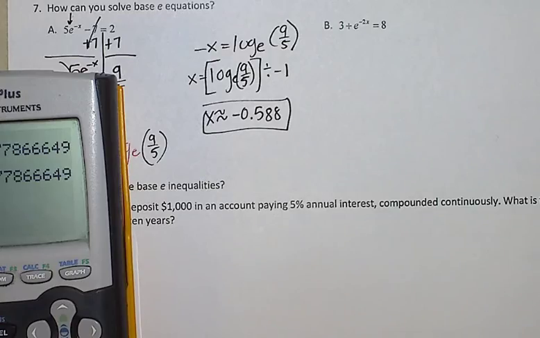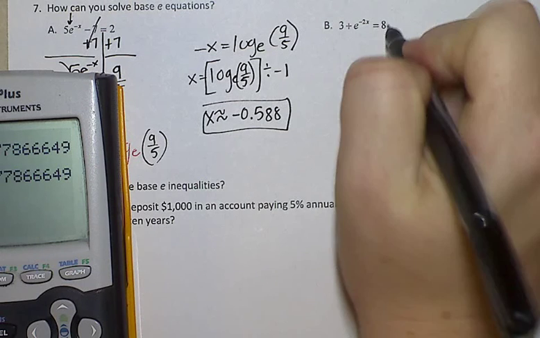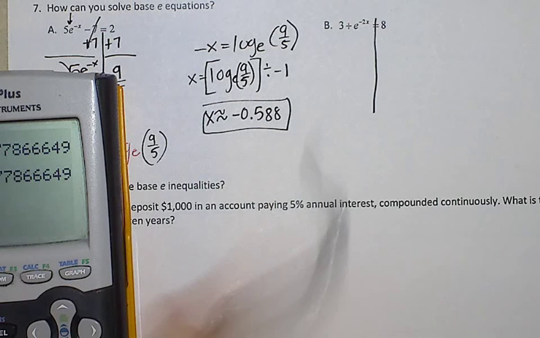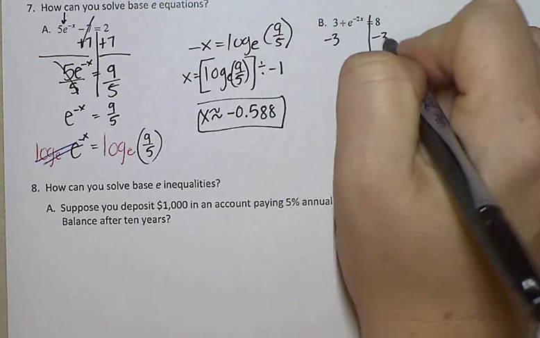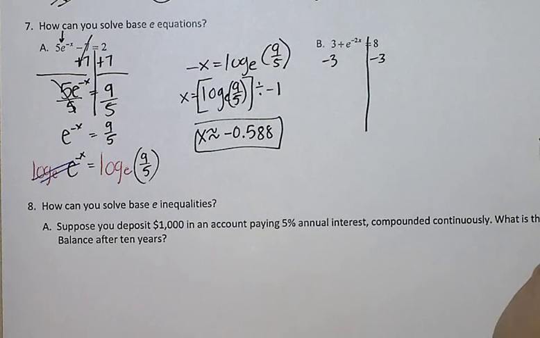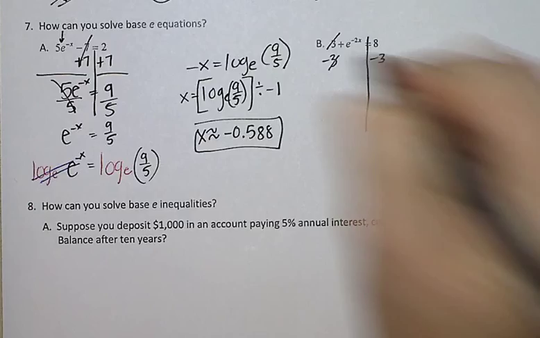Part B is very similar. So part B, our first step will be to subtract 3. It's on the side that contains Euler's number, and it's not touching the e.